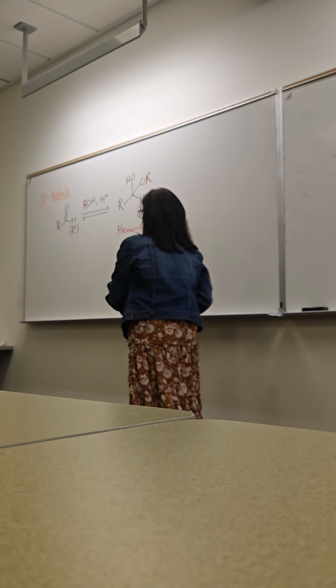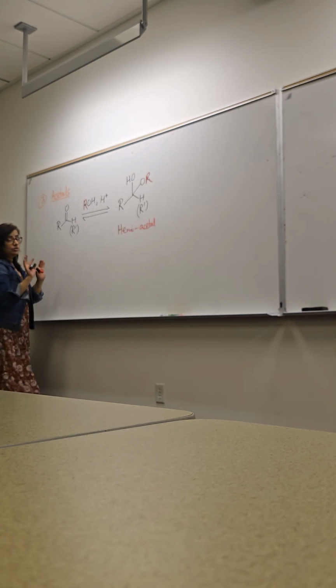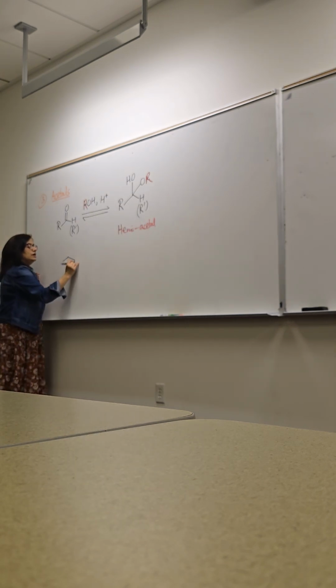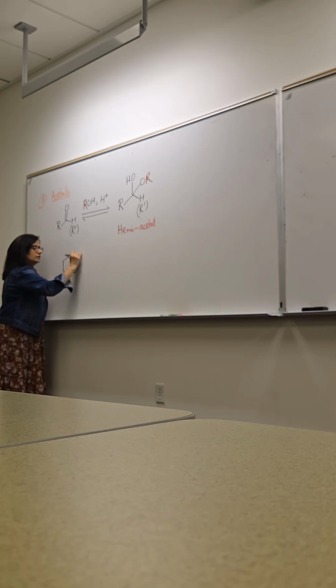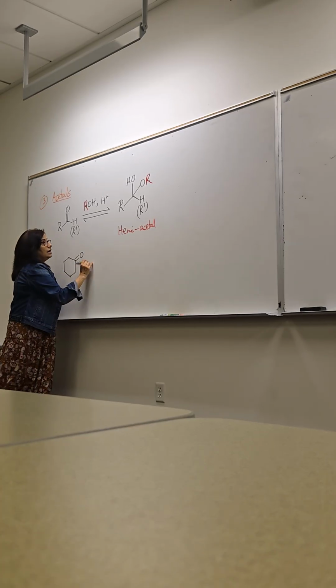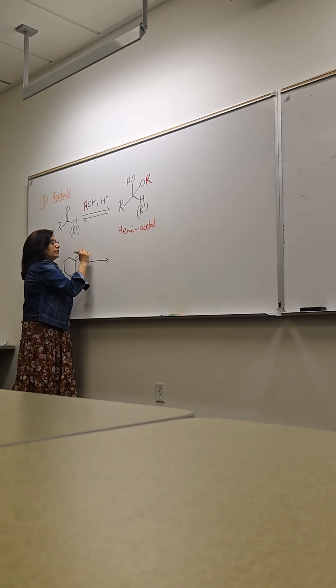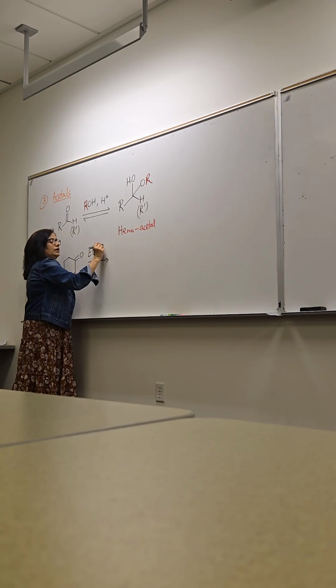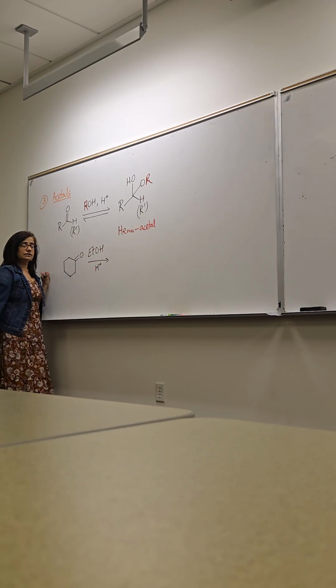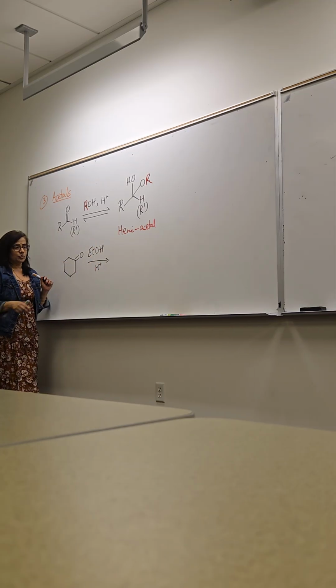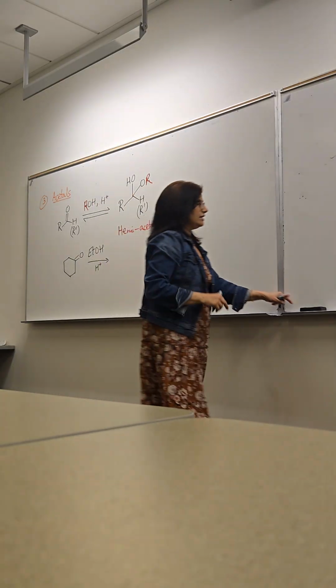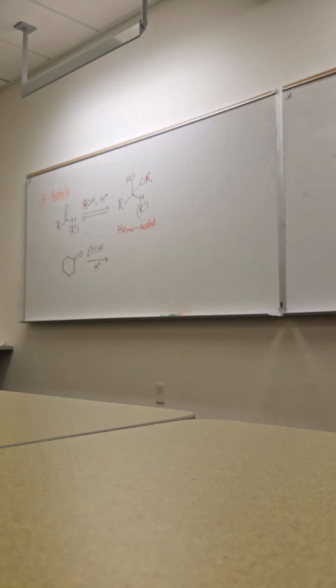Let me just write it here. As an example, let's say we have cyclohexanone, a ketone, and I am reacting it with ethanol in the presence of an acid catalyst. Can you take a guess what the product would be? Just that step.